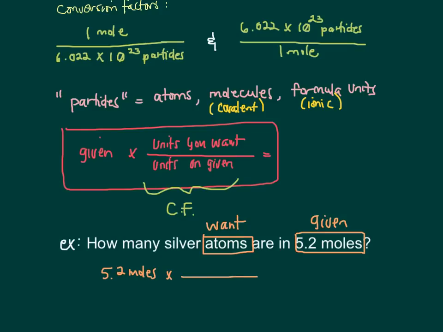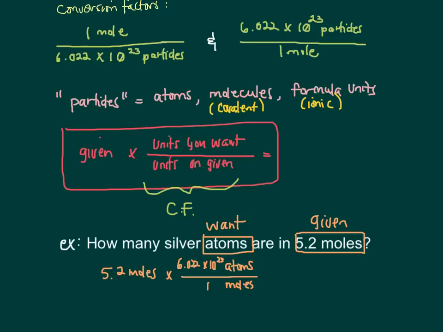And then the units we want to convert that to are atoms, which means we want to get rid of moles. So that's why we're going to put the units that are on our given, which is moles, on the bottom. And then we're going to fill in from the correct conversion factor. When we look up here, the correct conversion factor has particles, which could be atoms, molecules, or formula units, on top. So particles on top and moles on the bottom.